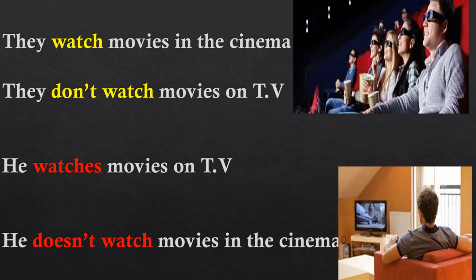They watch movies in the cinema. They don't watch movies on TV. He watches movies on TV. He doesn't watch. Not he doesn't watches. He watches. He doesn't watch. We don't have the es because we have doesn't. He watches movies on TV. He doesn't watch movies in the cinema.